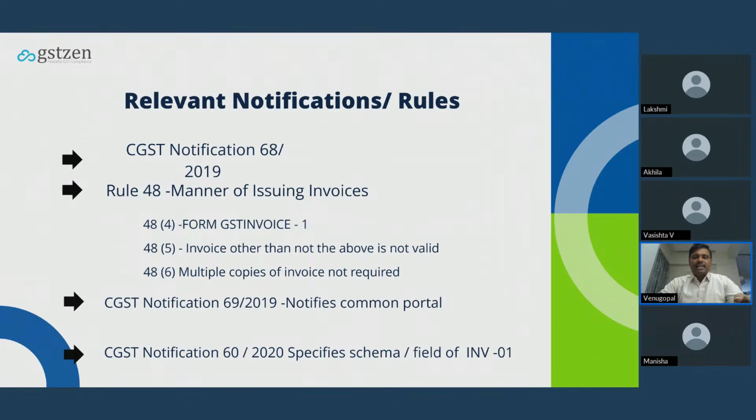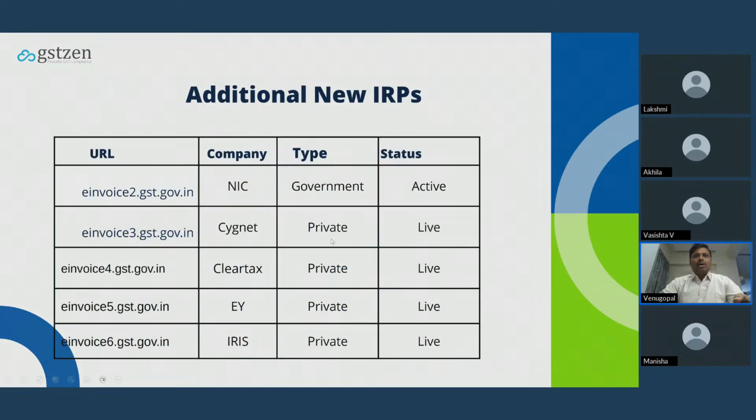Where do I generate it? They have notified 10 common portals, of which 6 are live. We will look at that. The form in which it has to be sent is in Notification 60/2020. They have given the contents, we call it a schema. The schema of e-invoice has also been given. Here are the e-invoice portals.